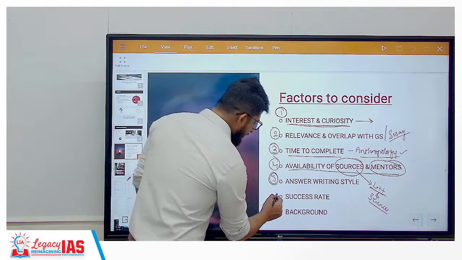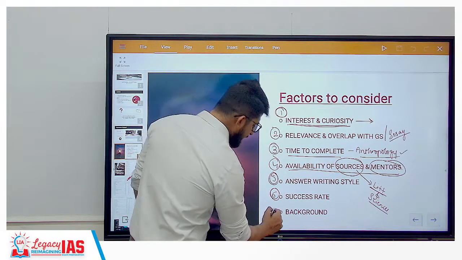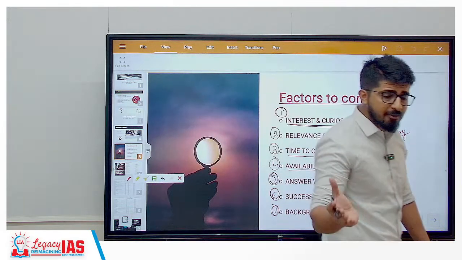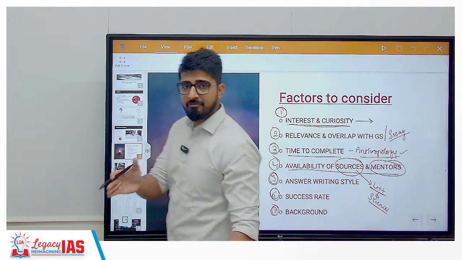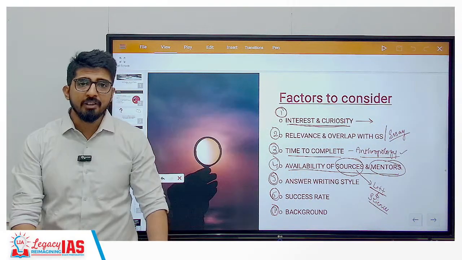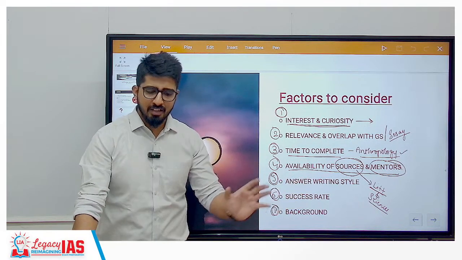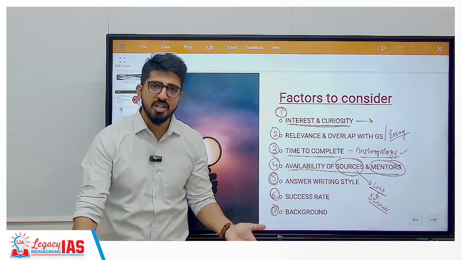And next is the success rate. We'll be discussing that in detail. This is the 6th part. And the 7th one is the background, whether you already have a background. Now, many people might think, sir, I have done my engineering in civil, right? Should I choose civil engineering as an optional? Now, that completely depends. How did you study civil engineering during your graduation?